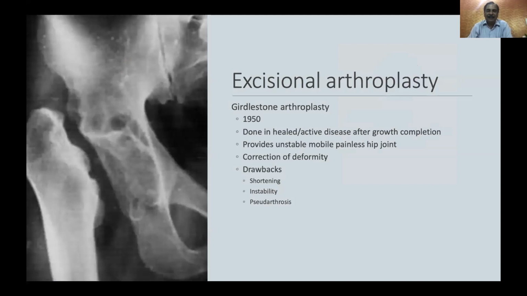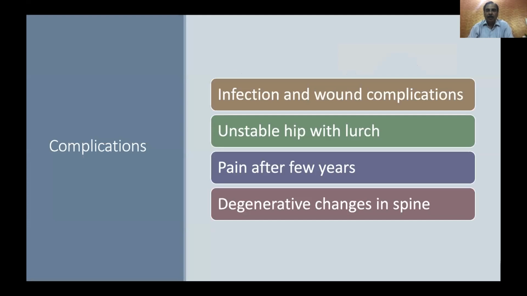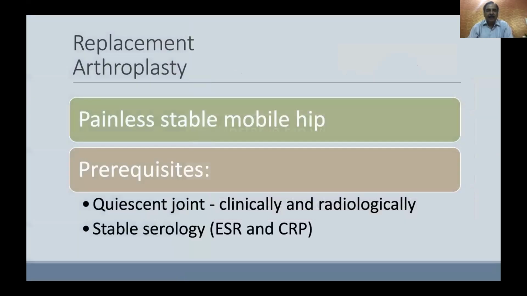Excisional arthroplasty is another way if the patient wants a mobile hip, but it's not exactly painless. It causes shortening and instability. It's a kind of pseudoarthrosis. Complications are infection and wound complications, unstable hip with lurch, pain after a few years, and degenerative changes in the spine. Replacement arthroplasty is aimed to give you a painless, stable, mobile hip.